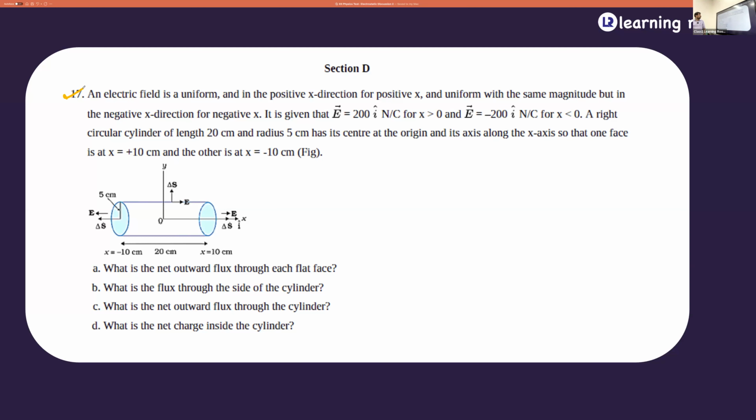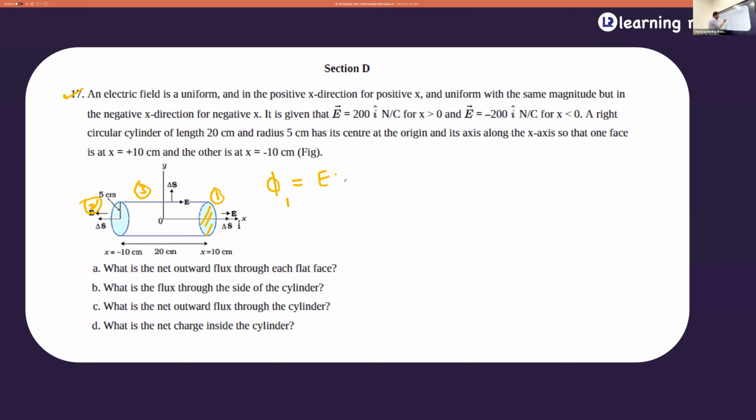Correct? There is a right circular cylinder of length 20 centimeter and radius of 5 centimeter, which has its center at the origin and its axis along the x axis, so that one face is at x equal to plus 10 and the other is at x equal to minus 10. What are the net outward flux through each flat face? If I take this to be 1 and this to be 2 and the curved surface to be 3, what is the flux through the first face?